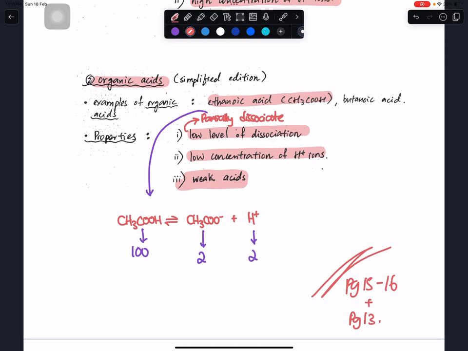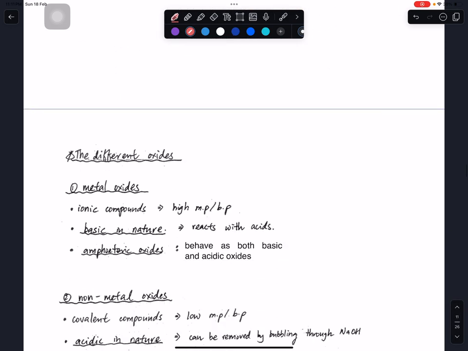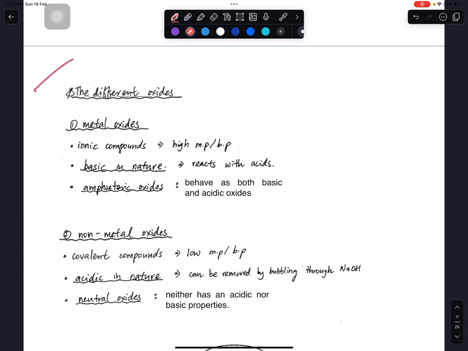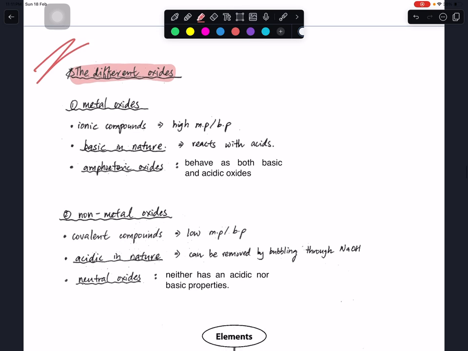Okay, so once the students are done, I'll generally skip the next page and come to this part. Now let's talk a little bit about oxides. This is the final part, and this is the part where many students find it difficult to understand. So let me try and break it down a little bit for you over here.